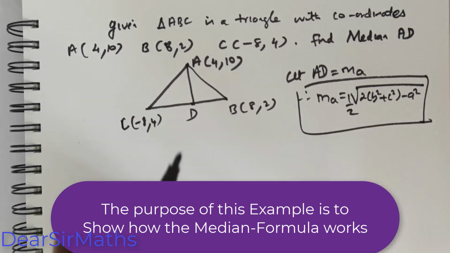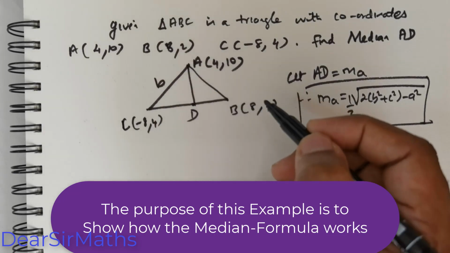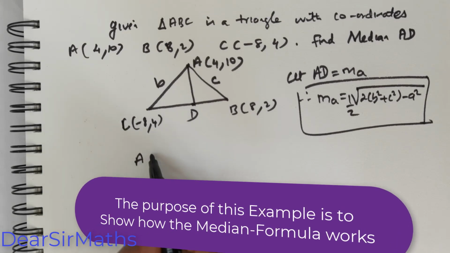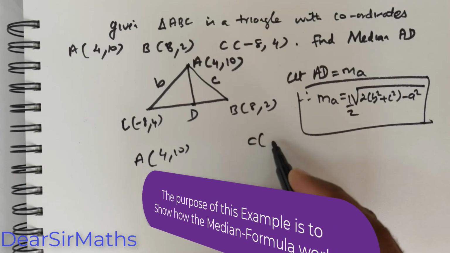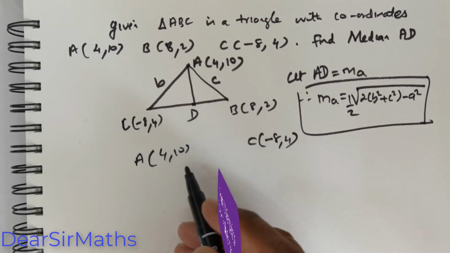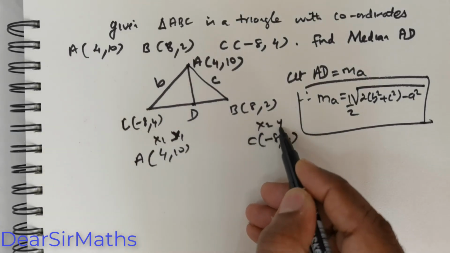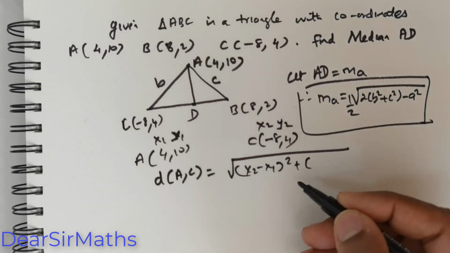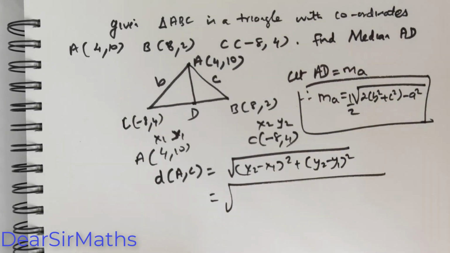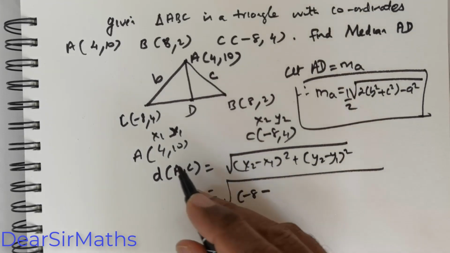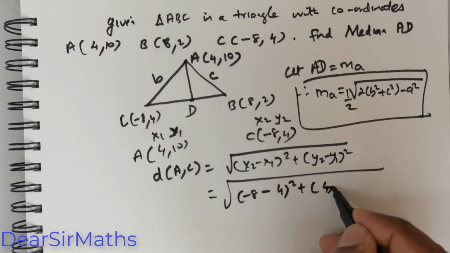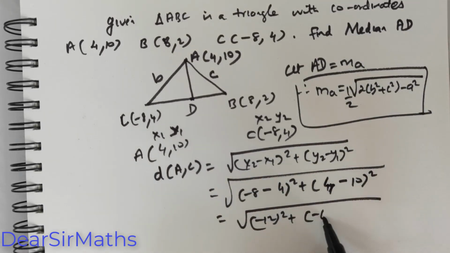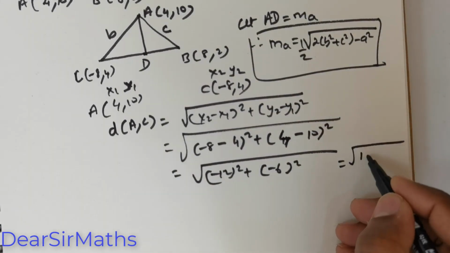Now we need to get the length b. Opposite to vertex B is the length b, opposite to vertex C is the length c. So we need to know AC and AB. First I will calculate AC. A is (4, 10) and C is (-8, 4). I'm going to use the distance formula, taking these as x1, y1, x2, y2. The distance between A and C is the square root of (x2 minus x1) squared plus (y2 minus y1) squared. This is the root of (-8 minus 4) squared plus (4 minus 10) squared, which is (-12) squared plus (-6) squared, equal to 144 plus 36.